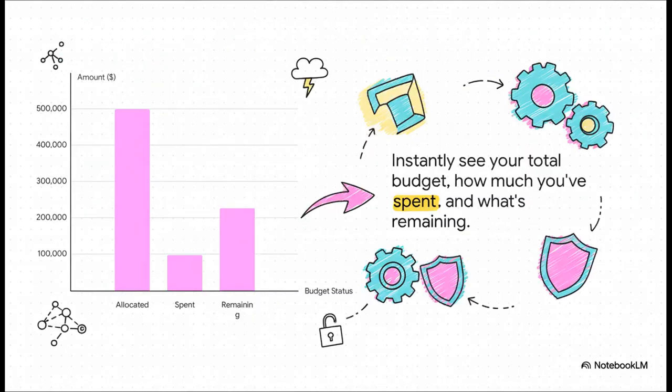And here's something that every CISO and CFO is going to love: real-time budget tracking. The system automatically calculates all the labor and technology costs for every single work item and then rolls it all up into this super clear dashboard. You can see your total budget, how much you've spent, and what's left all at a glance. This is absolutely crucial for justifying your security investments.